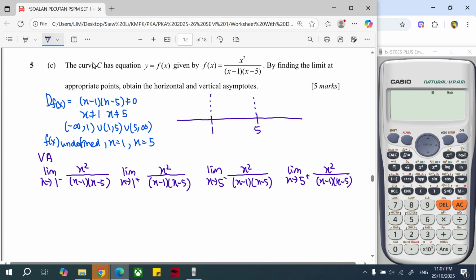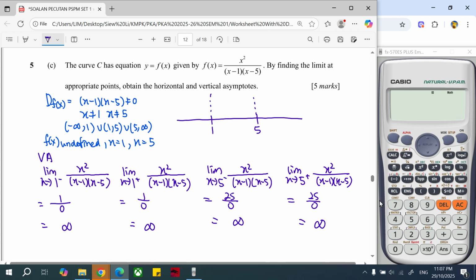So we evaluate this. We substitute 1 inside, so 1 squared over 0. We don't calculate the whole thing because we know the denominator is undefined. For sure, if you press your calculator, you will get a math error if you calculate the whole thing. So we can only calculate the numerator and denominator separately. So 1 over 0, we know this is infinity. This one is the same, 1 over 0 is infinity. This one, 5 squared, so 25 over 0 is infinity, and this is also 25 over 0, also infinity.